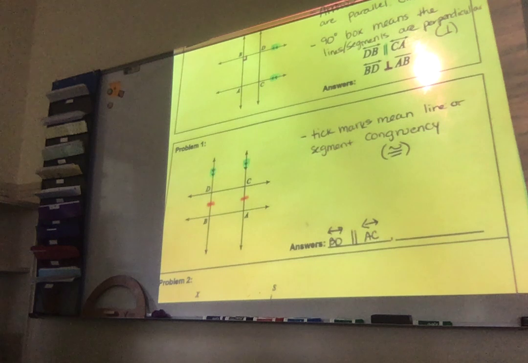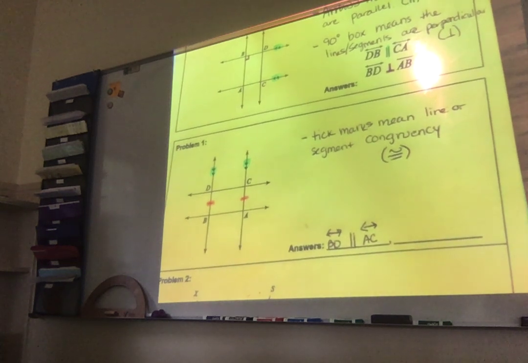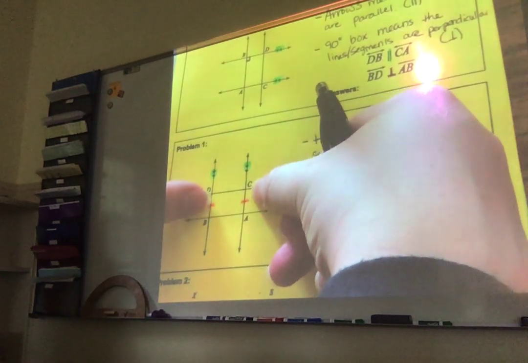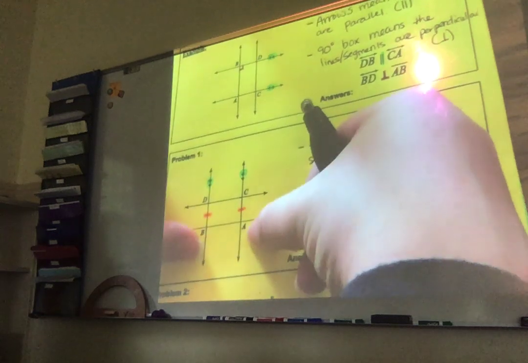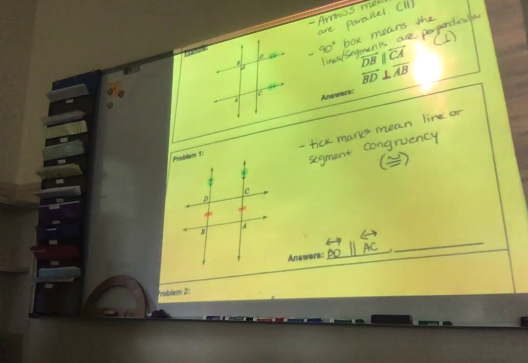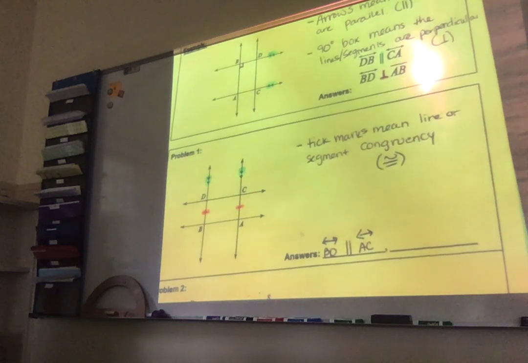So what two line segments here are congruent, which means they're the same size? What two lines? Yep, so let's call them line segments, because you'll notice that the tick marks are between the two letters. So we don't actually know if the whole line is congruent, but we know that these two middle pieces are congruent. So what line segment, Annabelle, why don't you give me one?